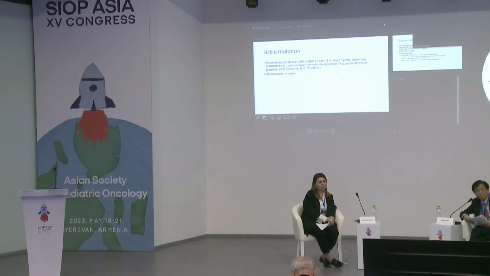The mutation itself is multicentric in origin. There are four main haplotypes described. There's the Arab Indian, the Senegal, the Benin haplotype, and then the Bantu haplotype. They've been listed in order of severity. The Arab Indian and the Senegal haplotypes are known to be least severe, and these have been described mostly in relation to the hemoglobin F content in the red cells from these particular individuals. The higher the F level, the less severe the disease phenotype appears to be.